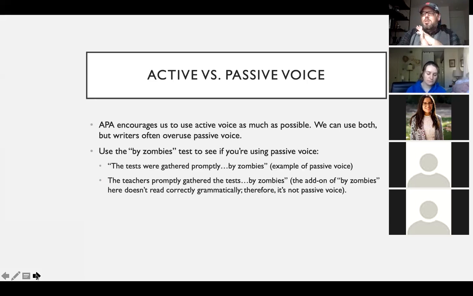Additionally, I also want to say, if you have software like Grammarly and other accounts that can pick up on active versus passive voice, that's also very helpful, because those free tools will tell you when you're using passive voice, and that way you can reframe those sentences and make them more active.